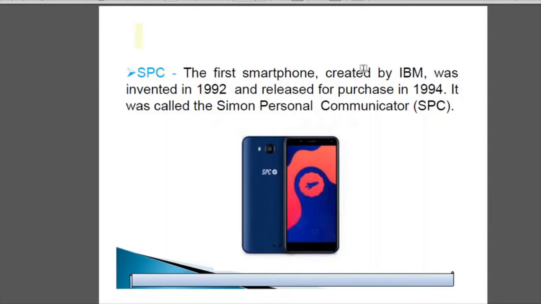So the first smartphone was created by IBM. It was invented in 1992 and released in 1994. It was called Simon Personal Communicator, that is SPC. So it was developed by IBM, the first smartphone.